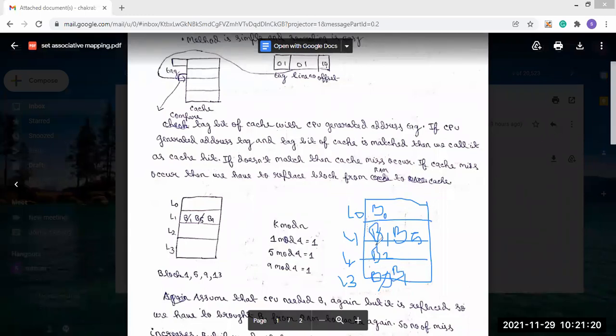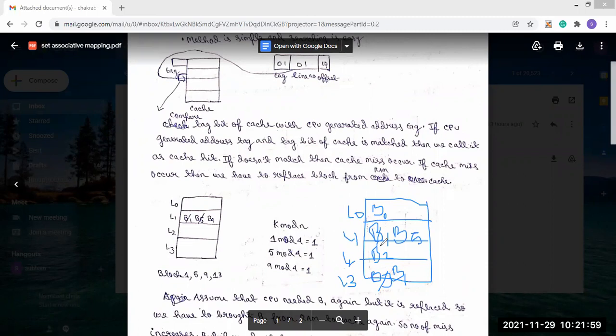Another disadvantage is that when B5 comes, we have to replace block number 1, because we have to accommodate B5 here. But if we could place block number 5 in any other place, then block number 1 would be present in the cache all the time. Then if the CPU checks, the tag bit is compared, the block is present at that moment, and we can say that a cache hit occurred.